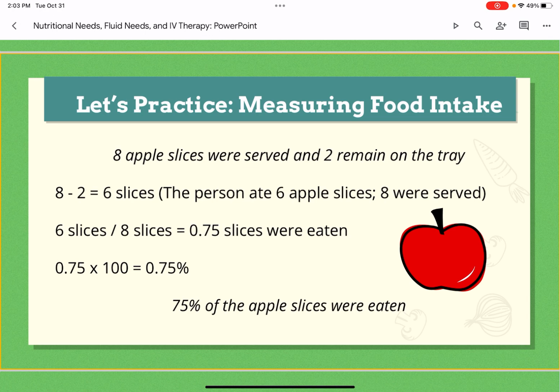So let's practice. 8 apple slices were served and 2 remain on the tray. So 8 minus 2 equals 6. The person ate 6 apple slices. 8 were served. 6 divided by 8 is 0.75. 0.75 times 100 is 75%. 75% of the apple slices were eaten.